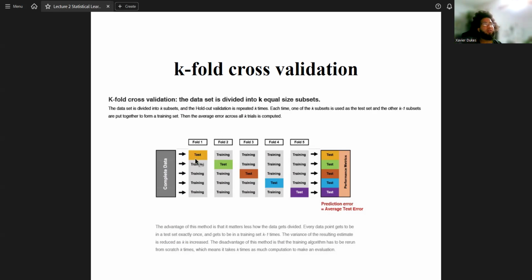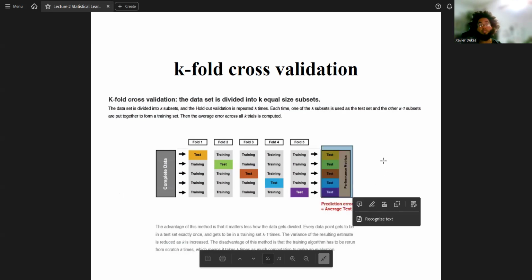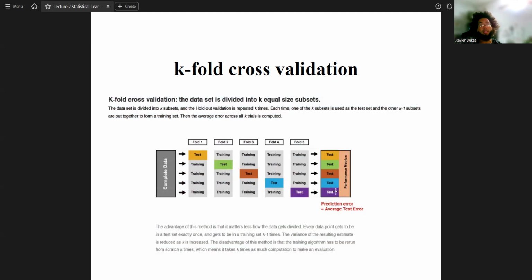So here we can see we use all this data for training and then the top 20% for testing. Then we use the middle 20% for testing on fold 2 and 3. And then the fourth one, and then the fifth. And then we sum up all the errors. We do a summation of the errors and then take the average of these errors.